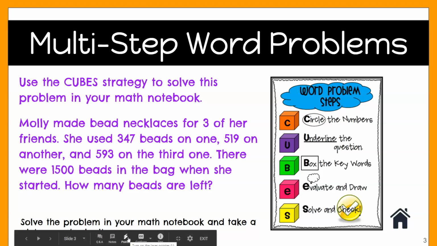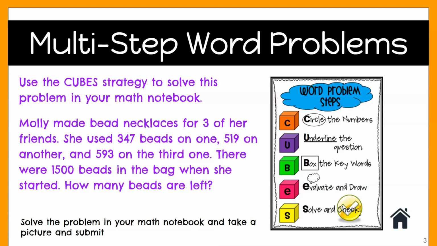If we're using the CUBES strategy, first we need to read the problem, right? Molly made bead necklaces for 3 of her friends. She used 347 beads on one, 519 on another, and 593 on the third one. There were 1,500 beads in the bag when she started. How many beads are left?